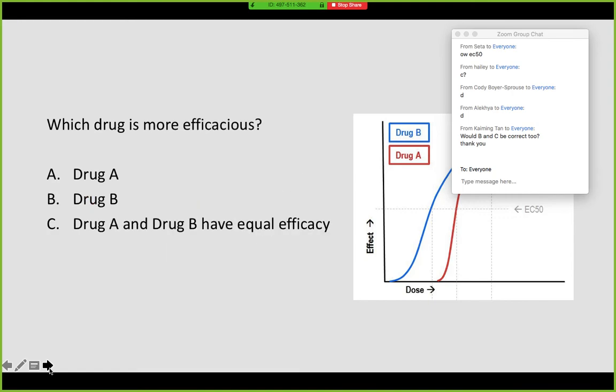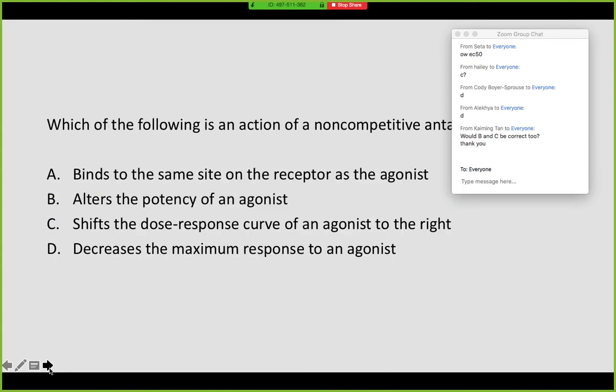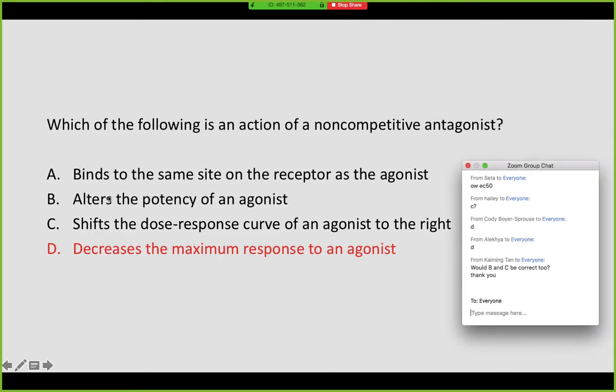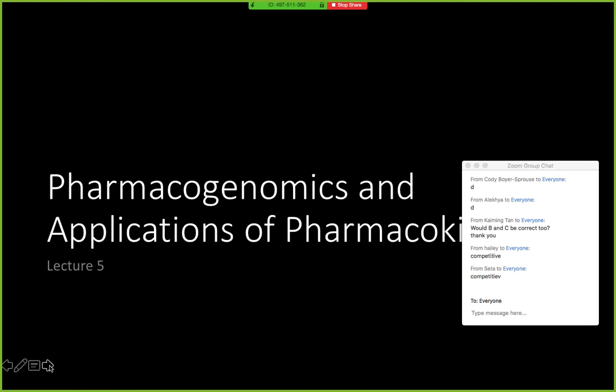And then so if A was correct, you'd be talking about what type of inhibitor? Or what type of antagonism? Competitive or non-competitive? Right, competitive. Okay.